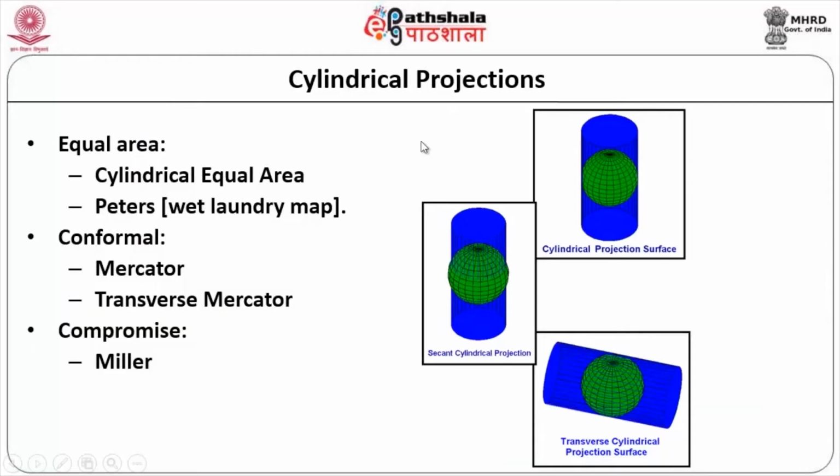Cylindrical projection. So what are the types of projections in cylinder? If it is very close to your equator, we are going to use the cylindrical projection. It could be equal area, where the cylindrical equal area, you can see these are the various cylindrical projections. This is your secant cylindrical projection, this is general secant projection, this is your transverse cylindrical projection surface. In this case the cylinder is vertical in nature, and in the transverse the cylinder is inclined with respect to the earth surface.